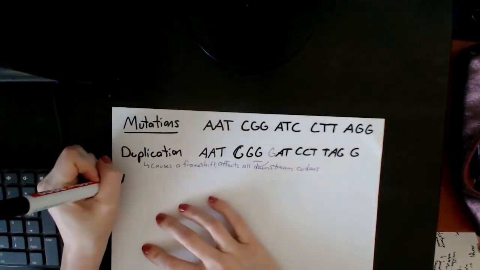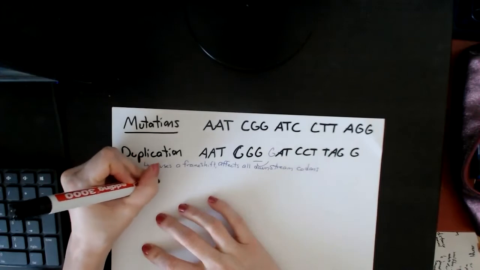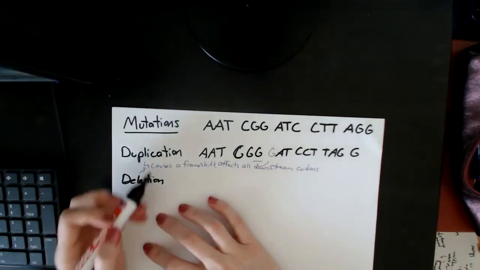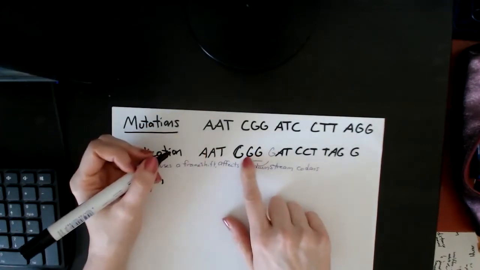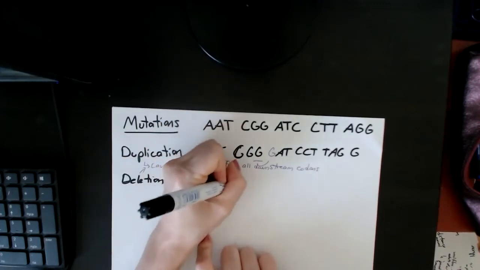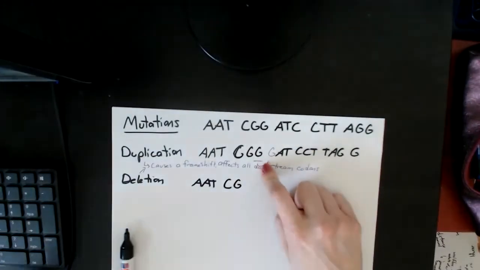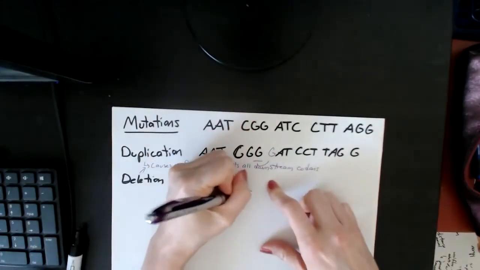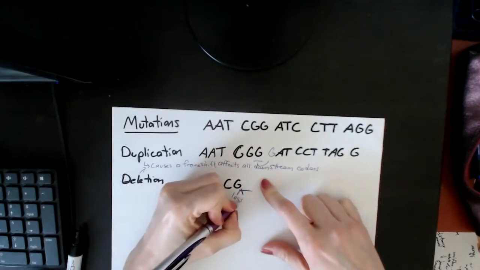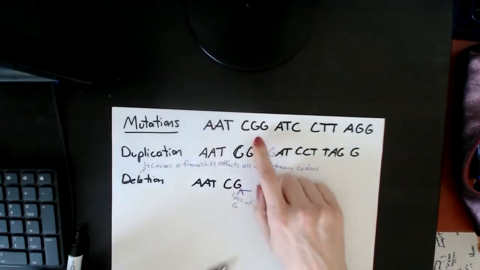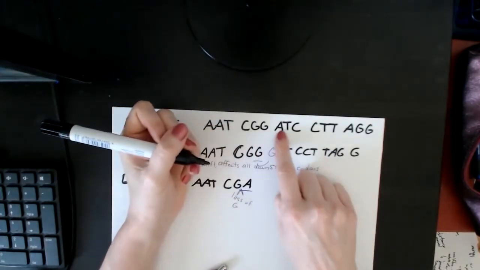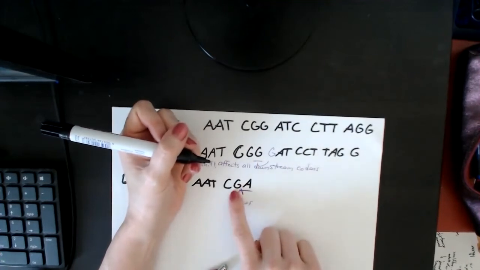The next one is a deletion, and a deletion also causes a frame shift. It's a different type of mutation, but it still has the same effect. Let's say I'll stick with this G here. So now I have AAT, that's fine, C, G, but then if it deletes the G, I'll write down loss of G, then it'll skip over the G and go directly to the A here. So this will be A here, CGA, right? Instead of having two G's, it has one G now.